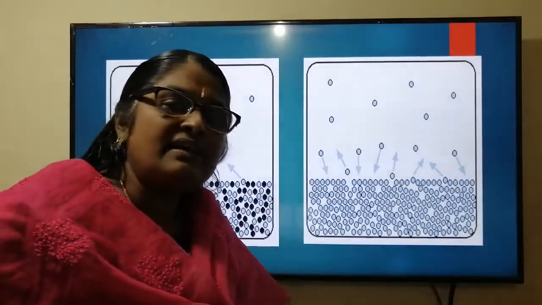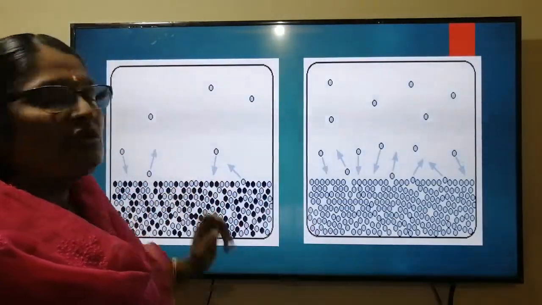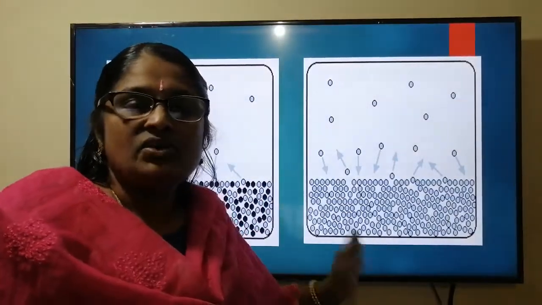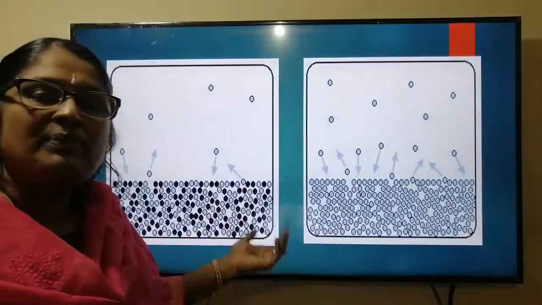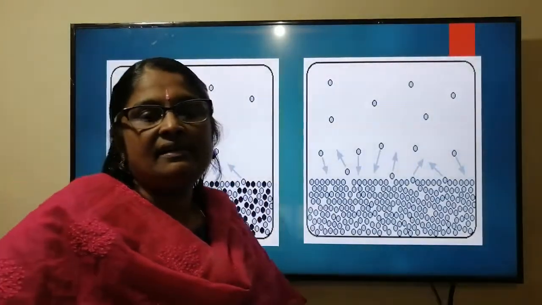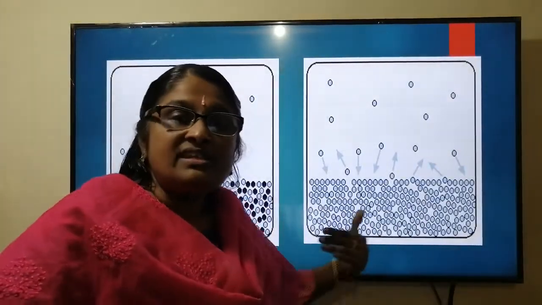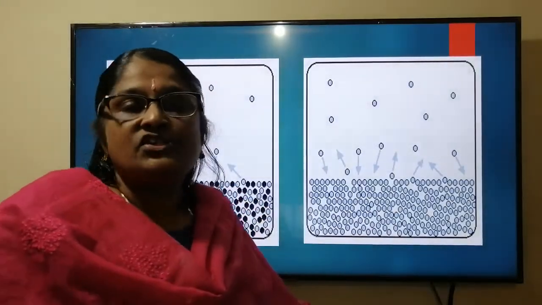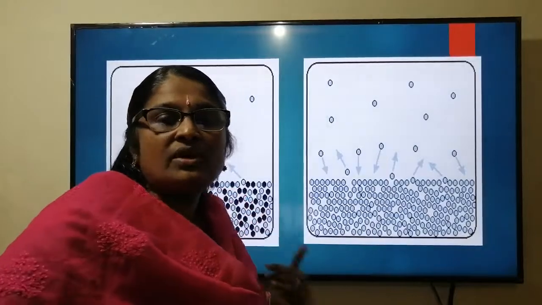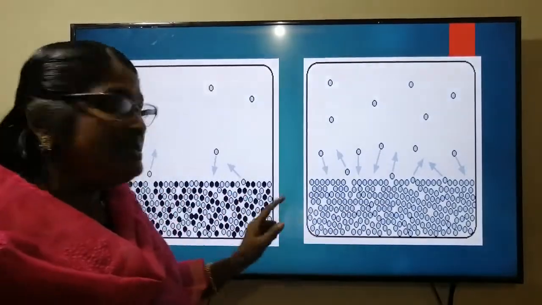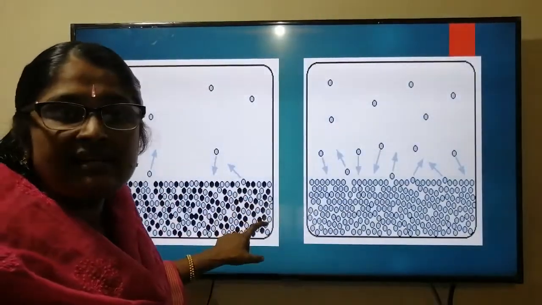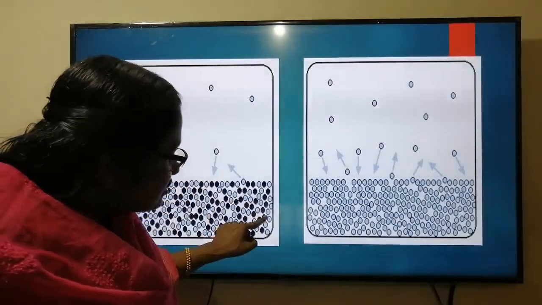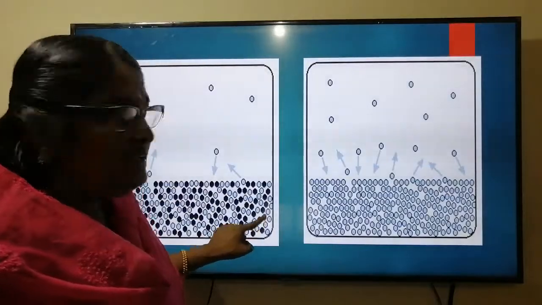If the number of particles of NaCl is increased, then the number of molecules of the solvent going into the vapor phase decreases. So the lowering of vapor pressure is a property of a solution which is directly proportional to the number of particles of the solute. As the number of particles increases, the vapor pressure decreases. That is the number of particles of the non-volatile solute.